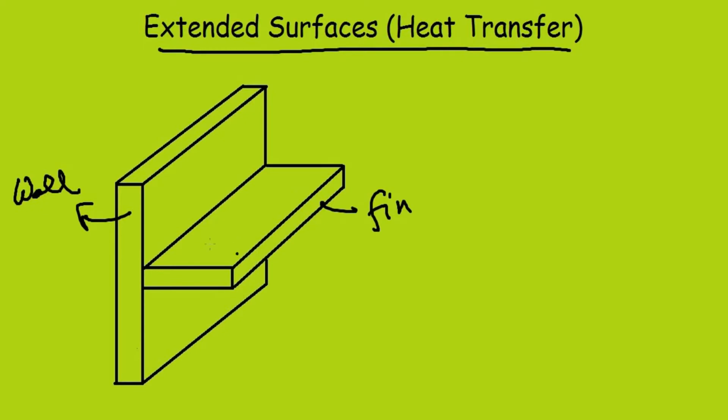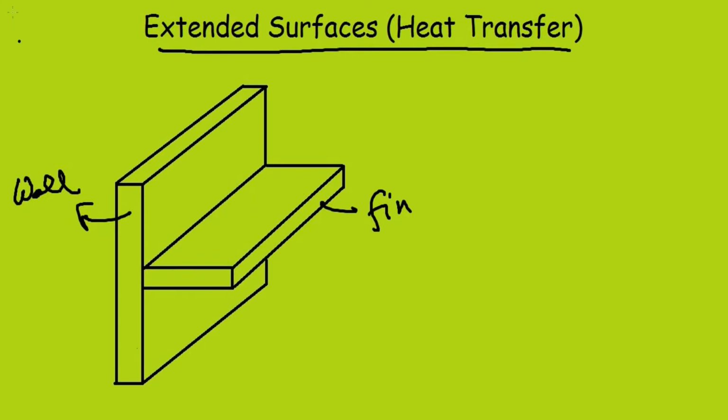These fins are attached to these walls in order to increase the rate of heat transfer through this wall. Consider that this wall is the surface of a furnace. So it is obvious that this wall will be at a higher temperature. So in order to release the heat, in order to increase the heat transfer from this wall to the ambient air, we attach fins like this. Now we will study in detail how attaching this fin increases the rate of heat transfer.